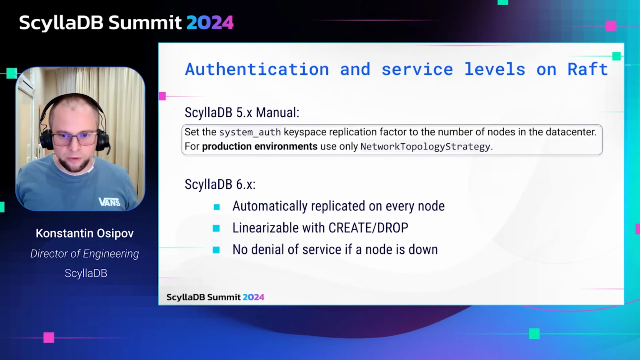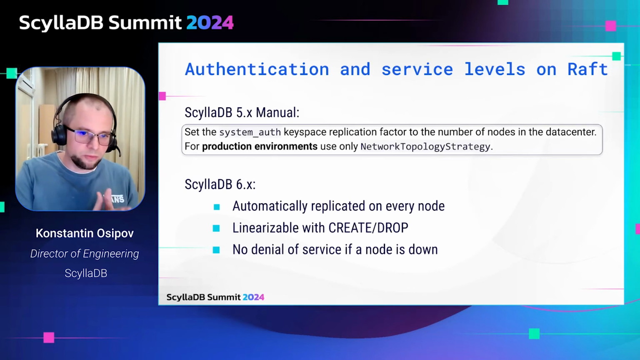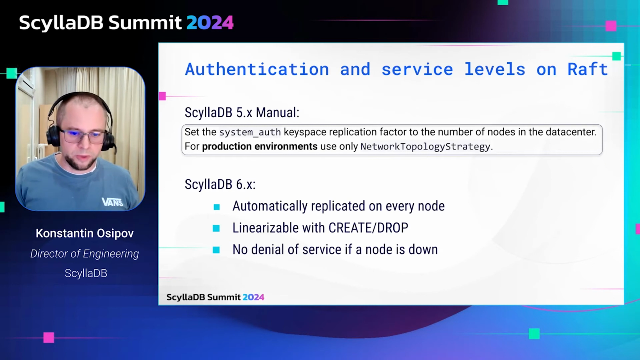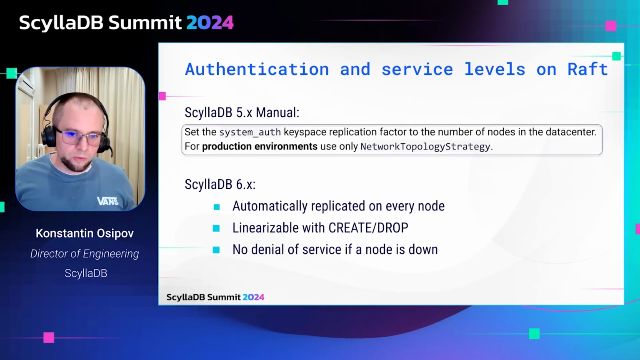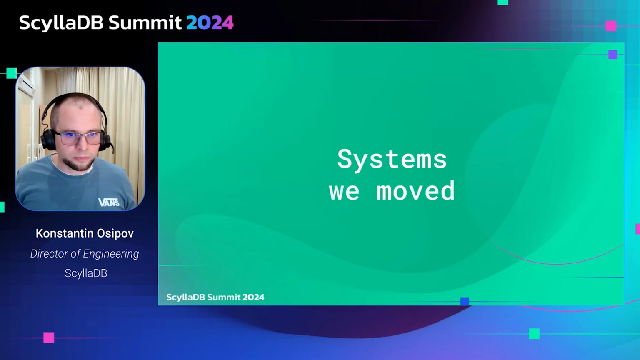Now, since the information is present on every node, you can obviously always connect as long as you can connect to any node. For service levels, we transformed from a polling model, when we periodically refresh the service level information, to a trigger model. Whenever the service level information changes, we update the cache state and actualize the service levels.